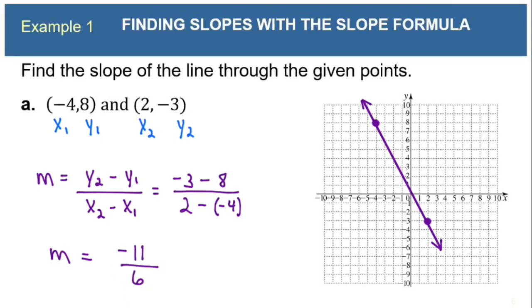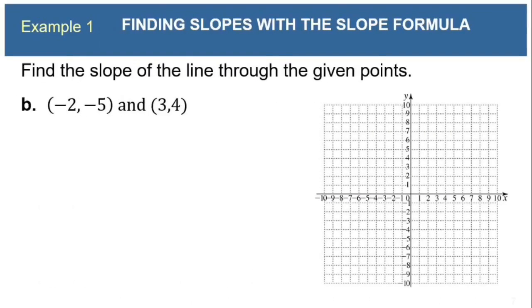All right, now the other thing I want you to notice is that because this line is sloping downhill as we go from left to right, this slope came out negative. So I want you to link those in your mind. Whenever the slope is negative, the line will be going downhill as we travel from left to right. Now here's part B, and so we've got -2, -5, and 3, 4. And again, we'll plot these points. So -2, -5 will be here, and 3, 4 will be here. And the line between them looks like that. And so now let's label our coordinates.